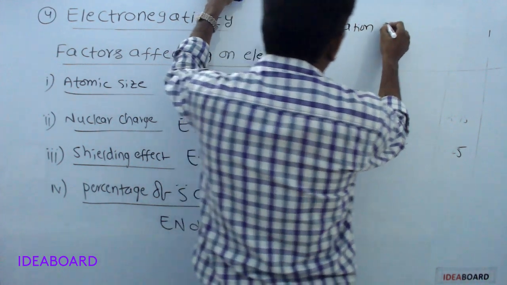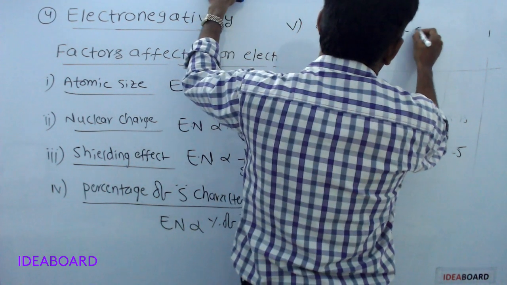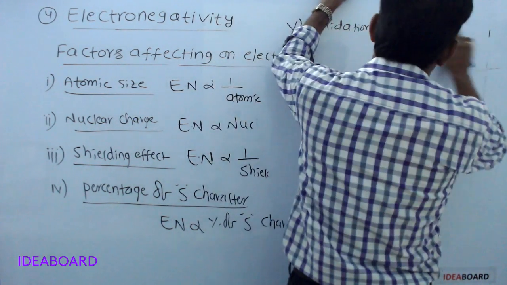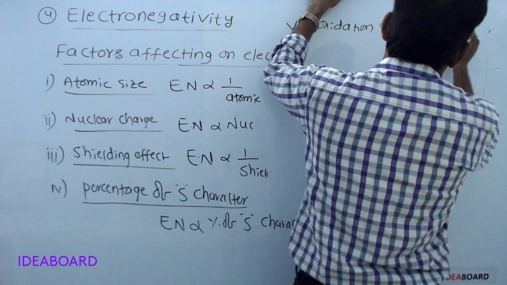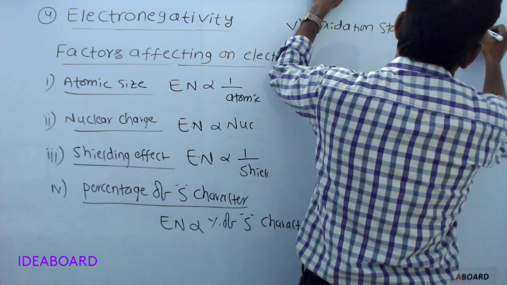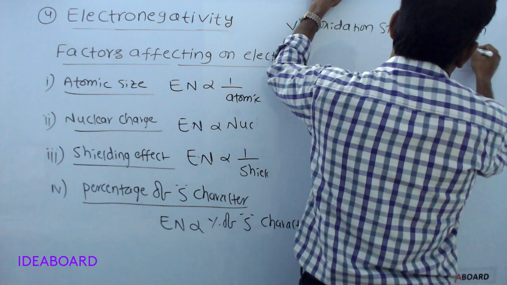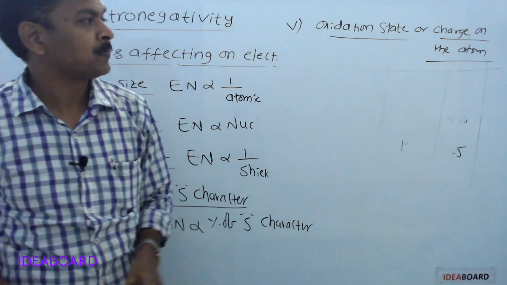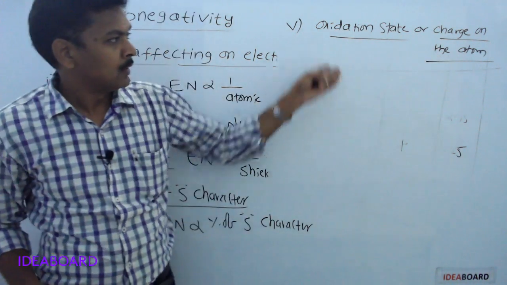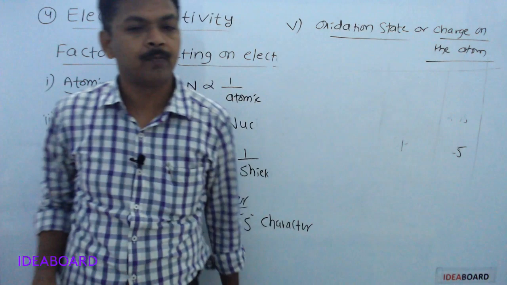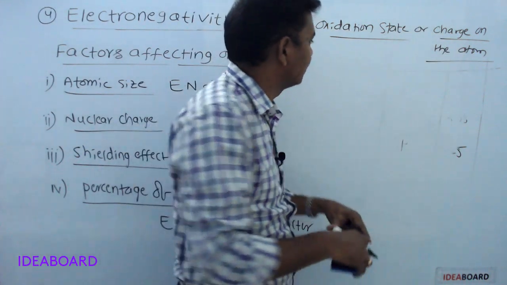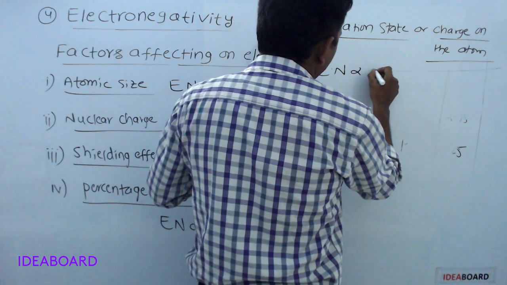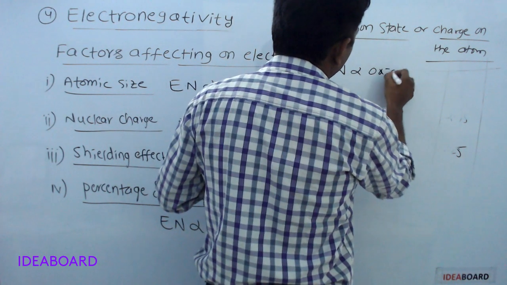Oxidation state or charge on the atom. Oxidation state more means tendency to attract the electrons will be more. So electronegativity is directly proportional to charge or oxidation state.